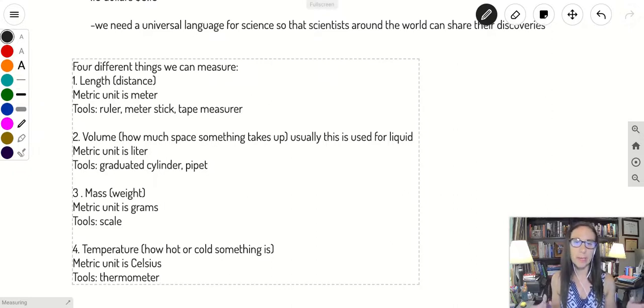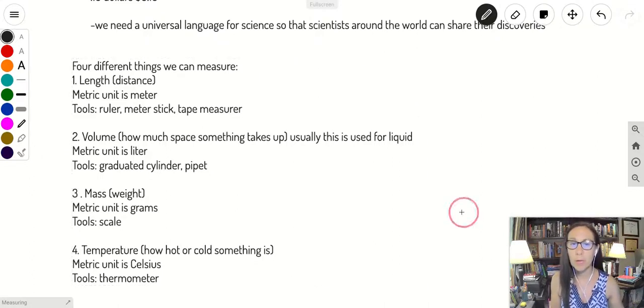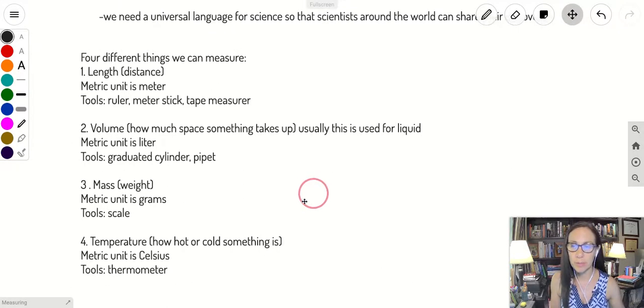When we say, oh, it's 100 degrees outside, that means something to us, but the metric is a different number, and I'll tell you how to convert that in a second. So those are the four different types of measurement, and their metric units and how they're measured. Of course, there are more than just these four, but these are probably the most common, and these are the ones that we would use in biology. So that's why I'm introducing those.